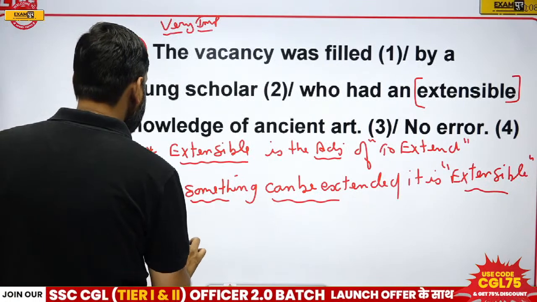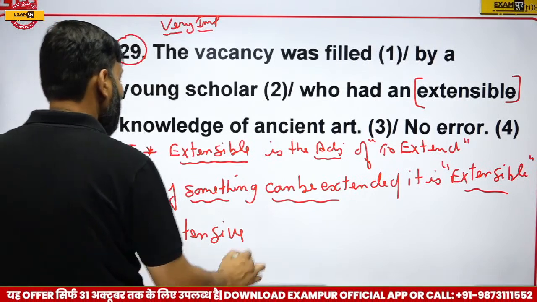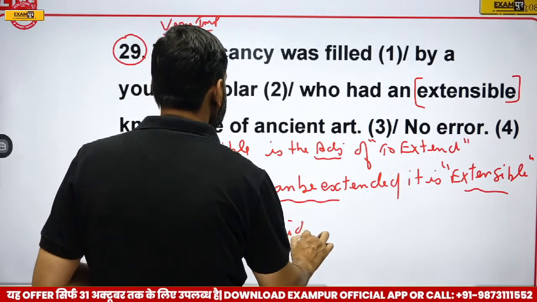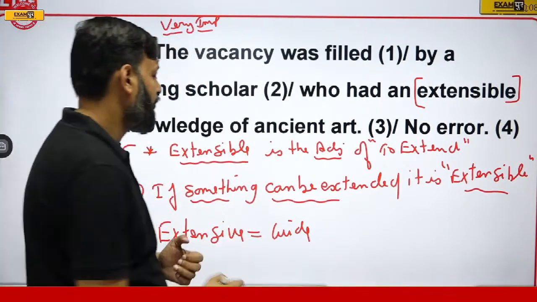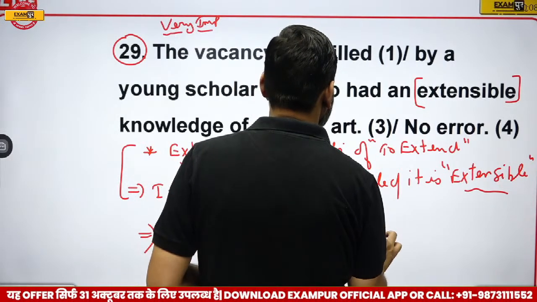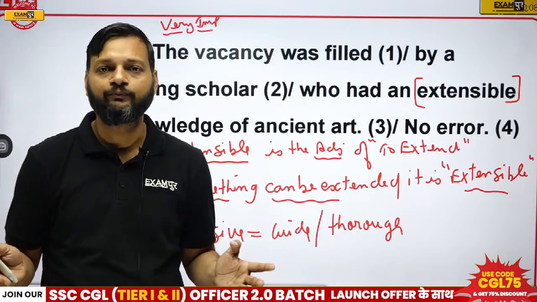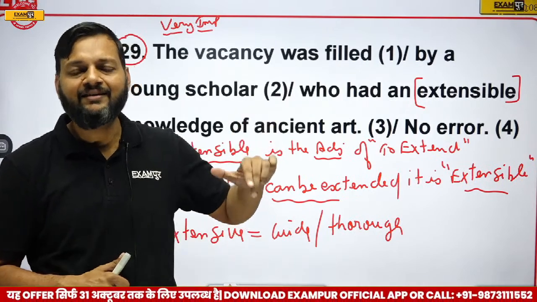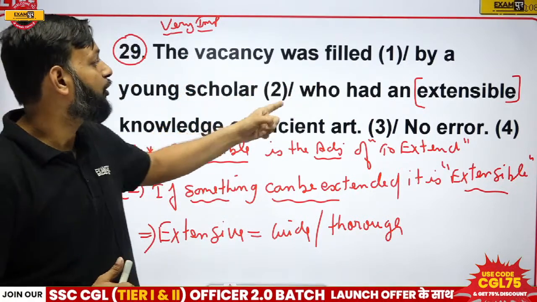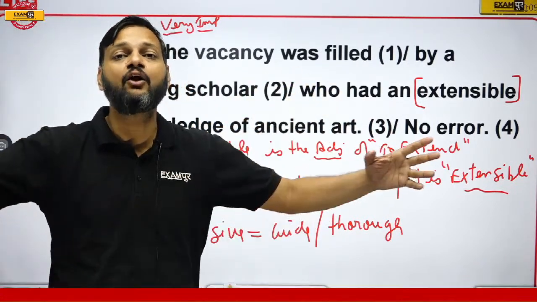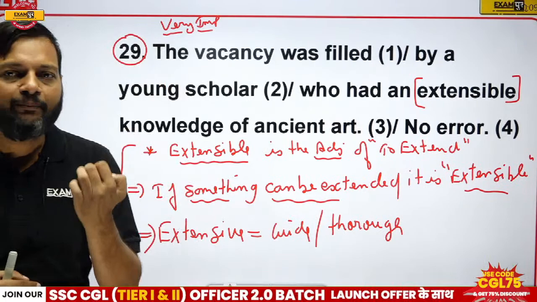And the word extensive has a different meaning. Extensive means wide, or you can say thorough. So in this sentence, extensible is not required, extensive is required, because the vacancy was filled by a young scholar who had an extensive knowledge, like wide knowledge, thorough knowledge of something. So here extensible will be replaced by extensive.